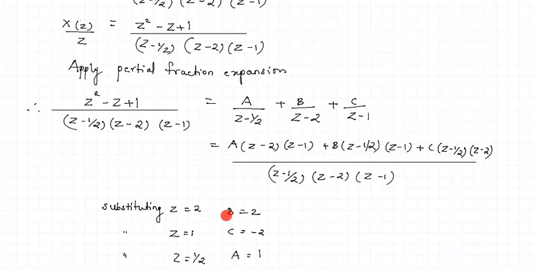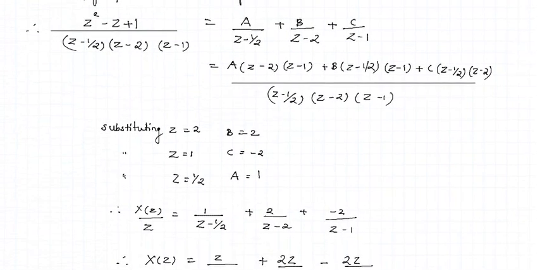By substituting z equal to 2, we get the b value as 2. Similarly, if I now put z as 1, the a term becomes 0 because there is a term z minus 1 here. This becomes 0, therefore a becomes 0. Similarly, b also becomes 0. The only term that I get after I substitute z as 1 is the c value. So my c becomes equal to minus 2.